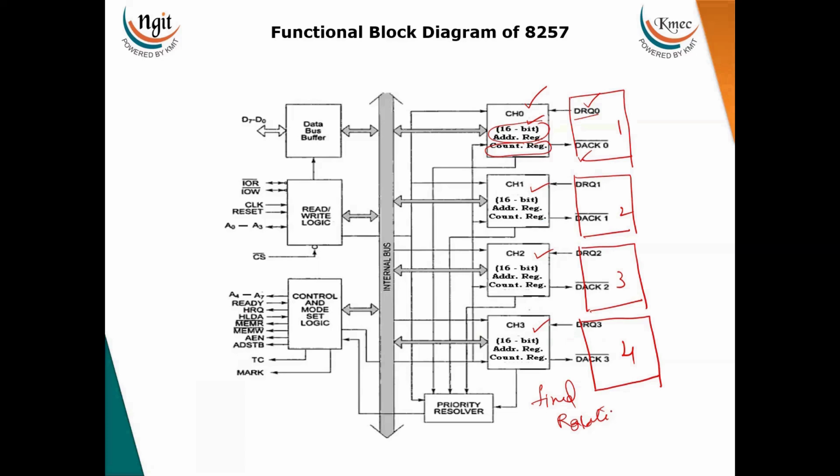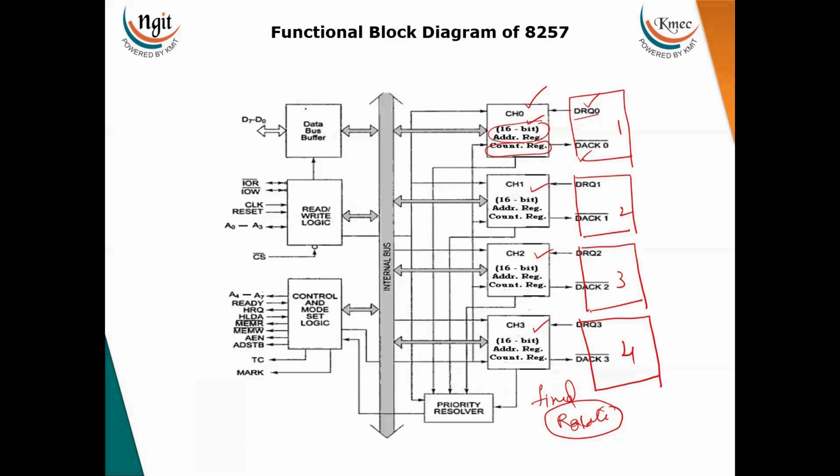For that, we can choose the rotate priority. Rotate priority means the priority levels will rotate. Whichever channel is served recently attains the lowest priority. For example, if channel 1 is served by the 8257, then channel 1 attains the lowest priority. So this is the rotate priority. This priority can be resolved by using the priority resolver.